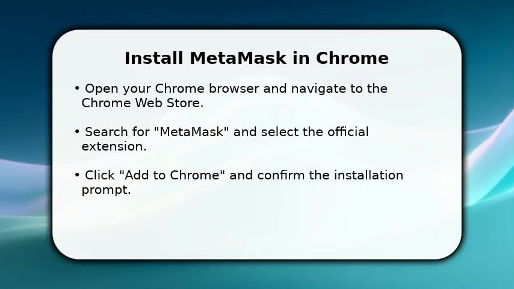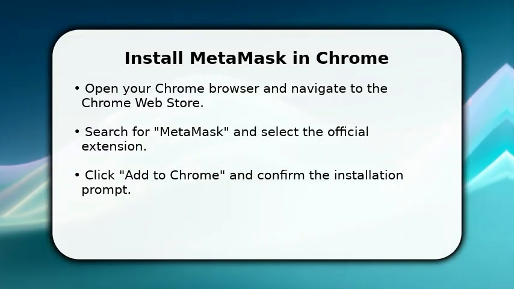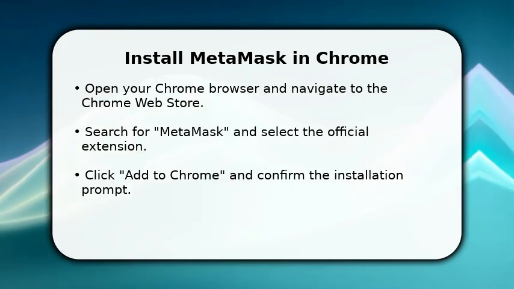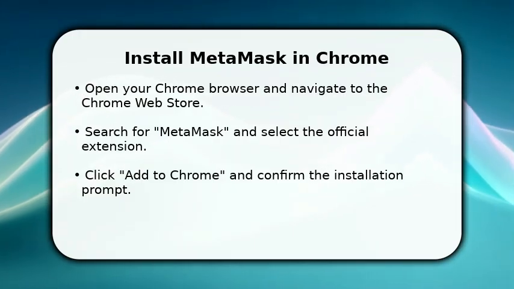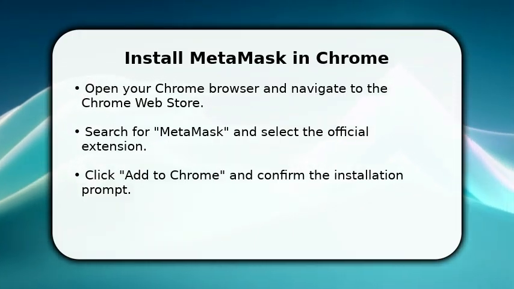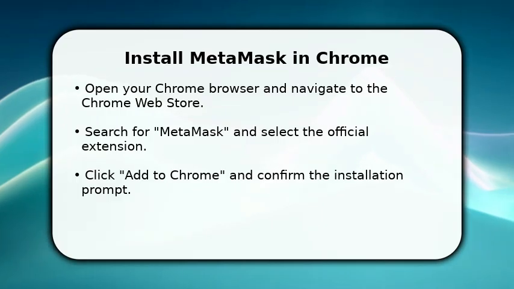In this video, I will explain how to make a MetaMask extension in Chrome. First, open your Chrome browser and head over to the Chrome Web Store. You'll want to search for MetaMask and make sure you select the official extension. Once you find it, simply click Add to Chrome and confirm the installation.